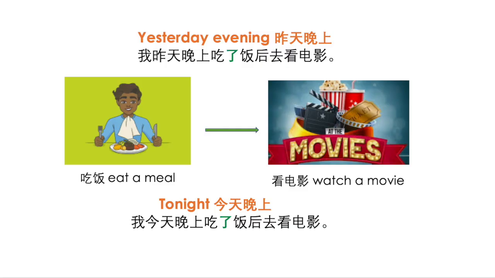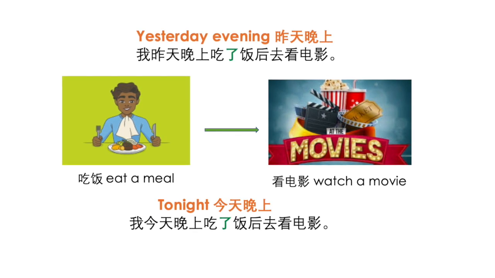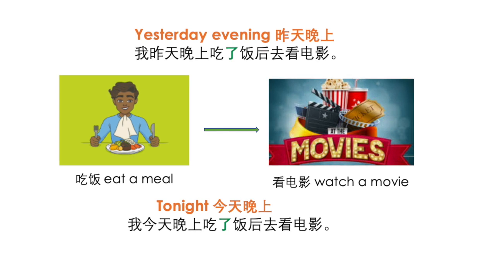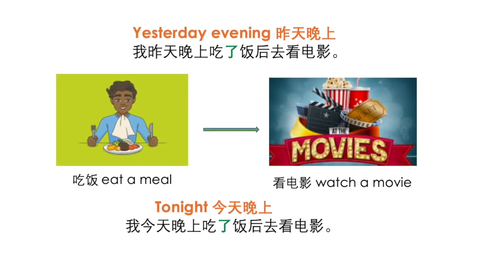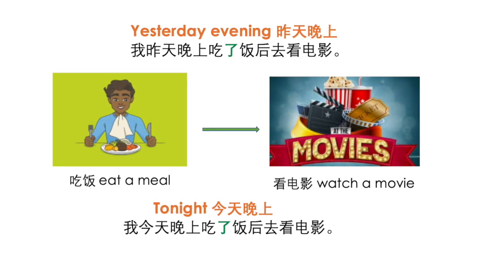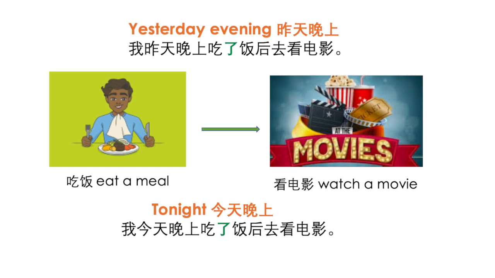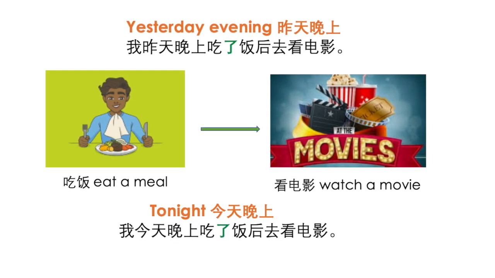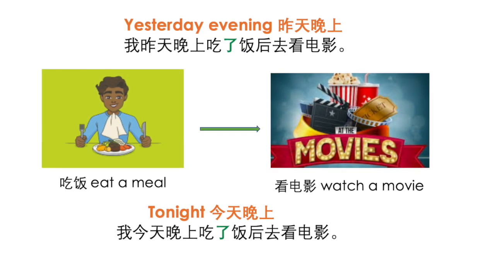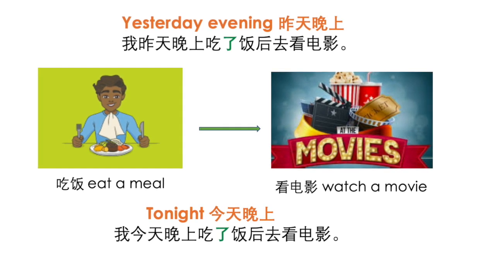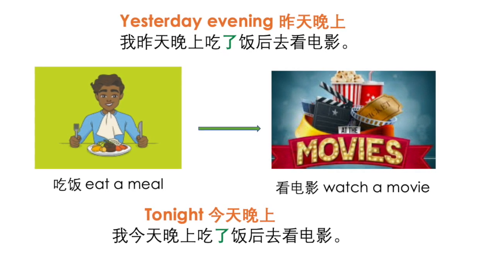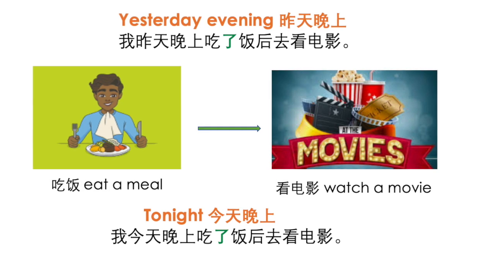Now let's look at one example. As you can see from the picture, there are 2 sequential activities, eating a meal and watching a movie. First of all, let's learn how to say these 2 activities in Chinese. Eating a meal. 吃饭. Watching a movie. 看电影.